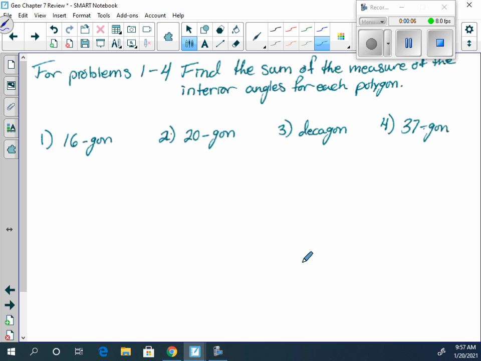Find the sum of the measures of the interior angles. Are there any questions on 1 through 4? On 1 through 4, we're just taking whatever the number is and plugging it into our formula. So for this here, it'd be 20 minus 2 times 180. And you'd plug this in. And if we plug this into the calculator, we would get what?